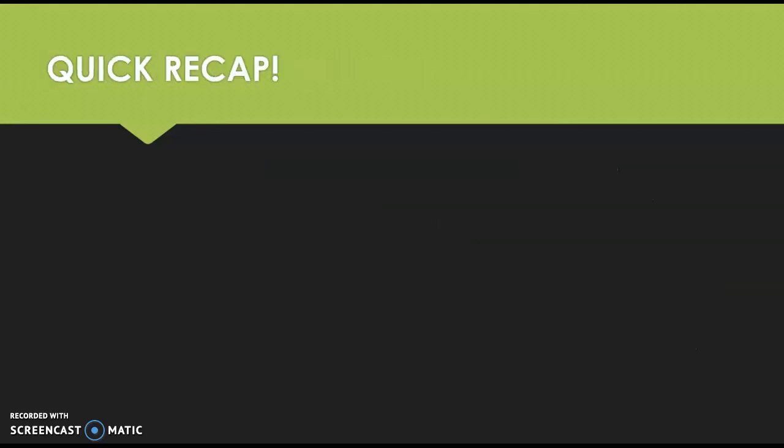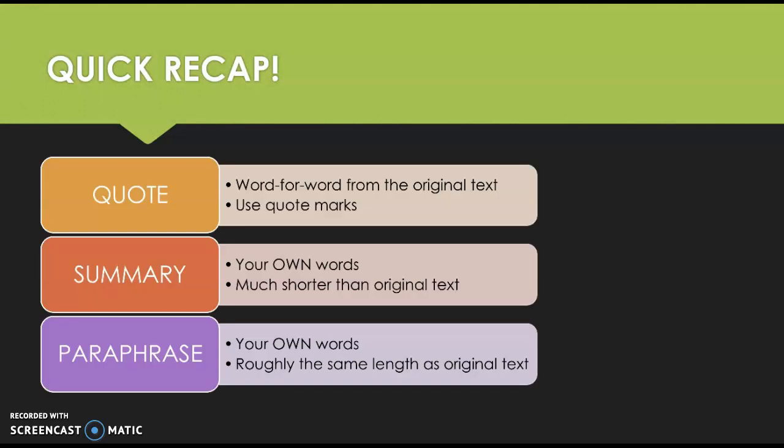So that's it. Let's do a quick recap of these three concepts. First, we have the quote, which is word for word from the original text and uses quote marks. Second, we have summary, which is put into your own words and is much shorter than the original text. And last, we've got paraphrase, which is also in your own words, but is roughly the same length as the original text that maybe you would have quoted, but wanted to simplify for your audience. And in all three of these uses of sources, make sure you cite your source using the appropriate formatting according to whatever style guide you've been assigned.